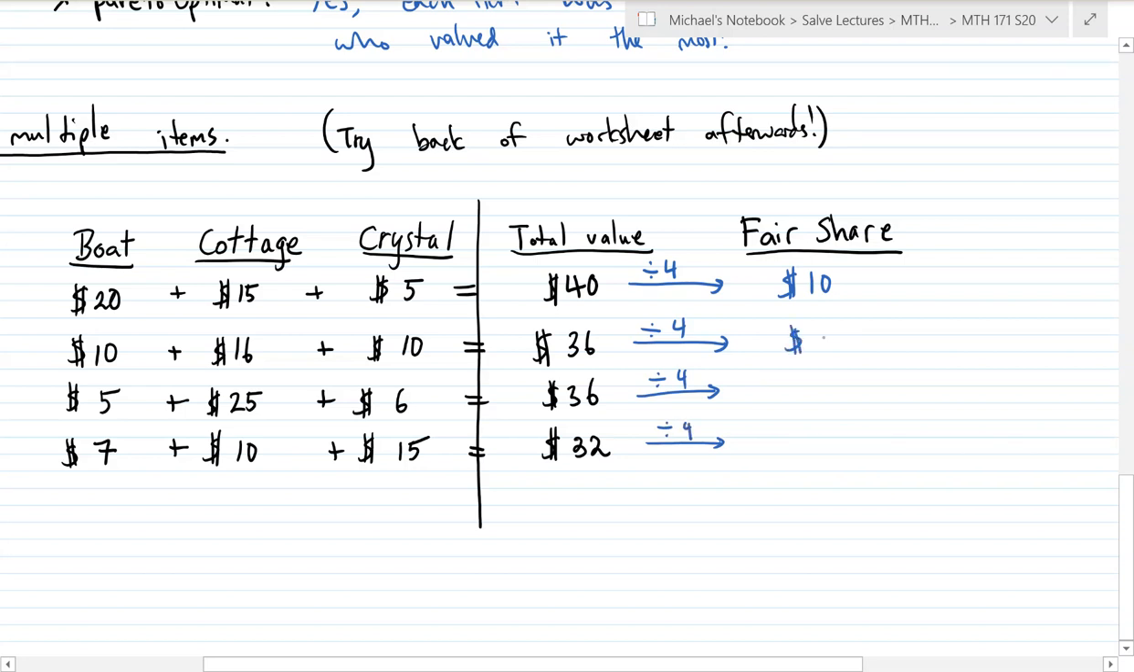Michael would be happy with $9,000. Leah would be happy with $9,000. And Aze would be happy with $8,000. Okay.